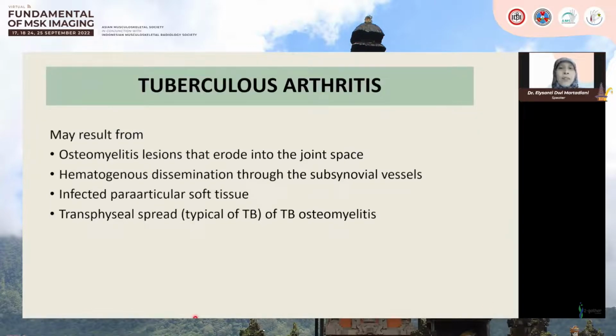Now we move to tuberculous arthritis. Tuberculous arthritis may result from an osteomyelitis lesion that erodes into the joint space, or hematogenous dissemination through the subsynovial vessels, or infected paraarticular soft tissue, or transphyseal spreading of tuberculous osteomyelitis.